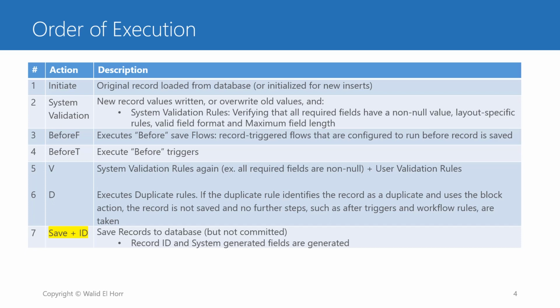Step 7 is saving the record, but not committing it to the database, and getting a record ID, which is the primary ID of the record. This step also generates the created date and created by ID fields, the last modified date and last modified by ID fields, and the system mode stamp field. Again, this step will only save the record and it will get the ID, but the record is never committed to the database in this step.